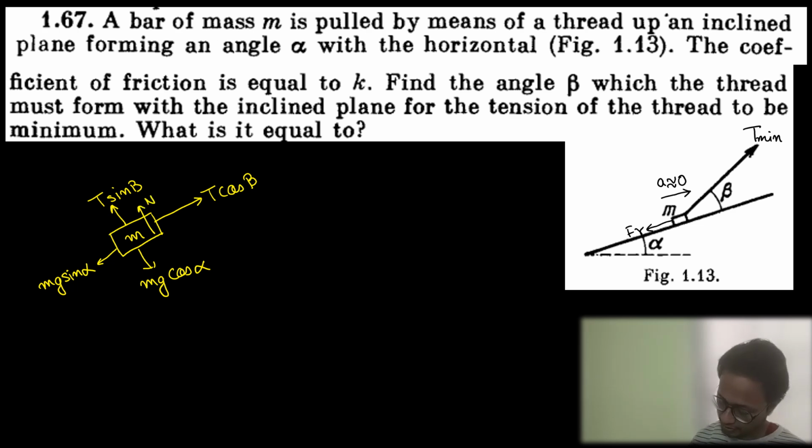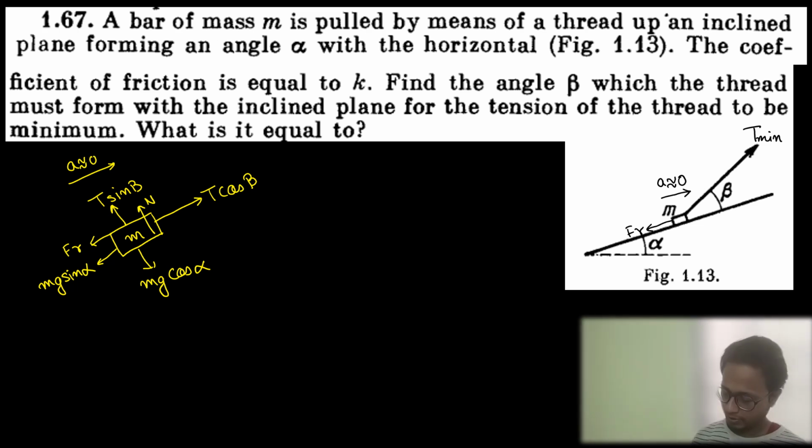Okay, and the friction force will act along this direction, opposite to the direction of motion. Let's draw the friction force neat and clean. This is the friction force. And the block is accelerating in this direction with acceleration nearly equal to 0.